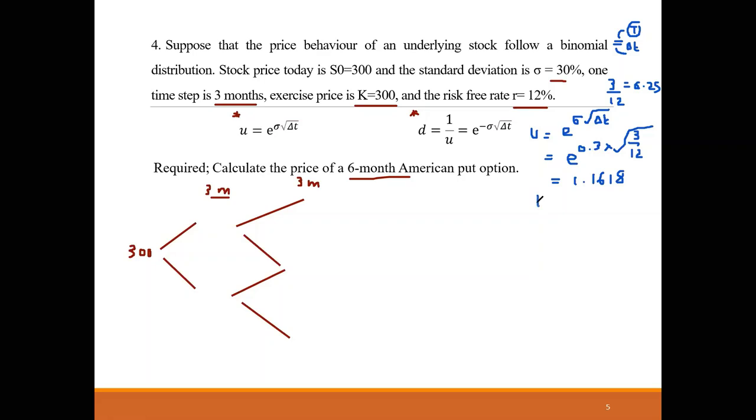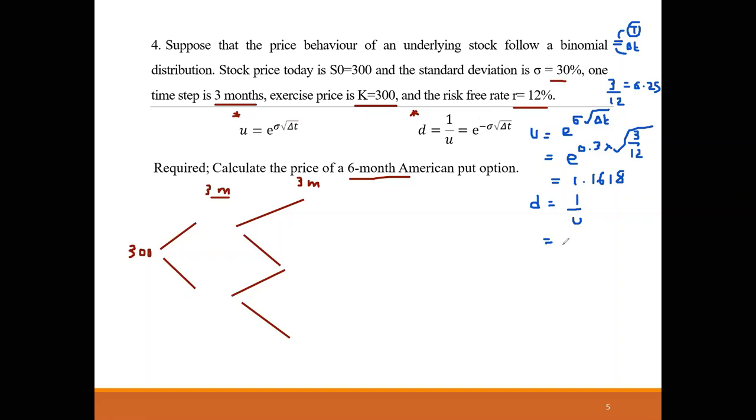And then D will be what? It will be 1 divided by U, which is the easiest way. Or you can use this formula as well, or you can simply take 1 divided by U. So what is the value of D that you would get?